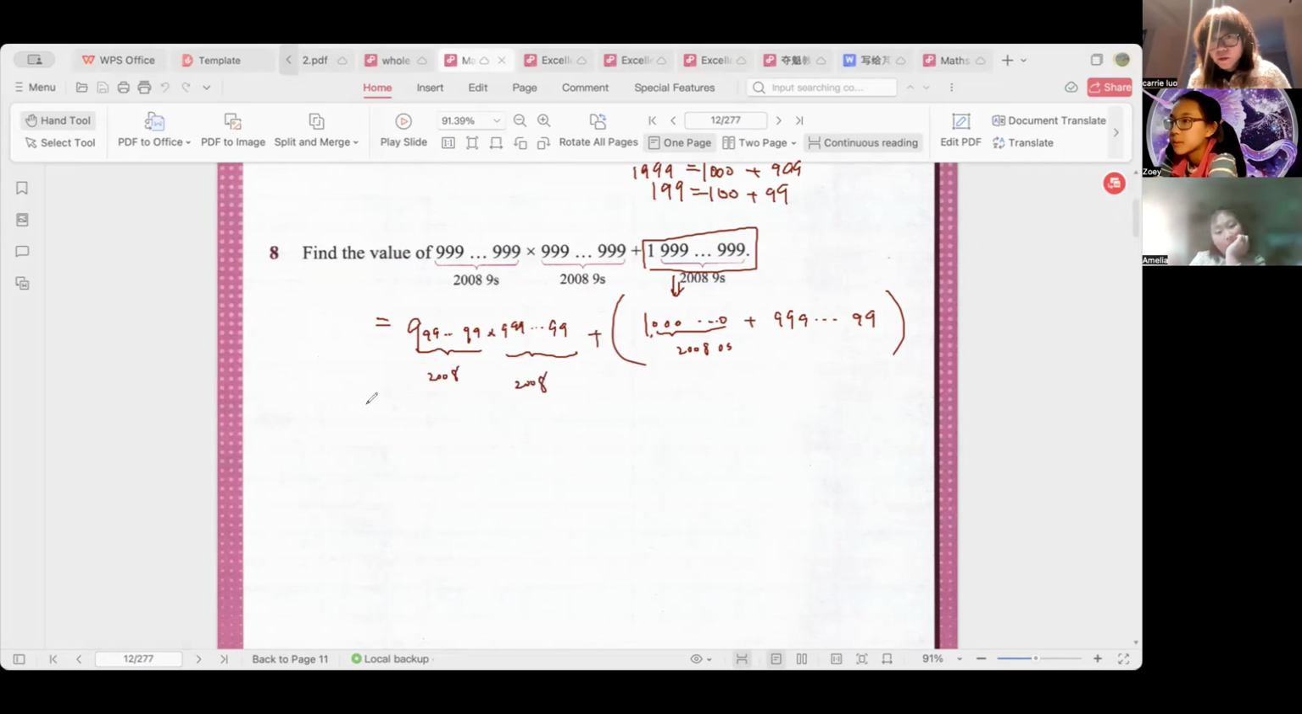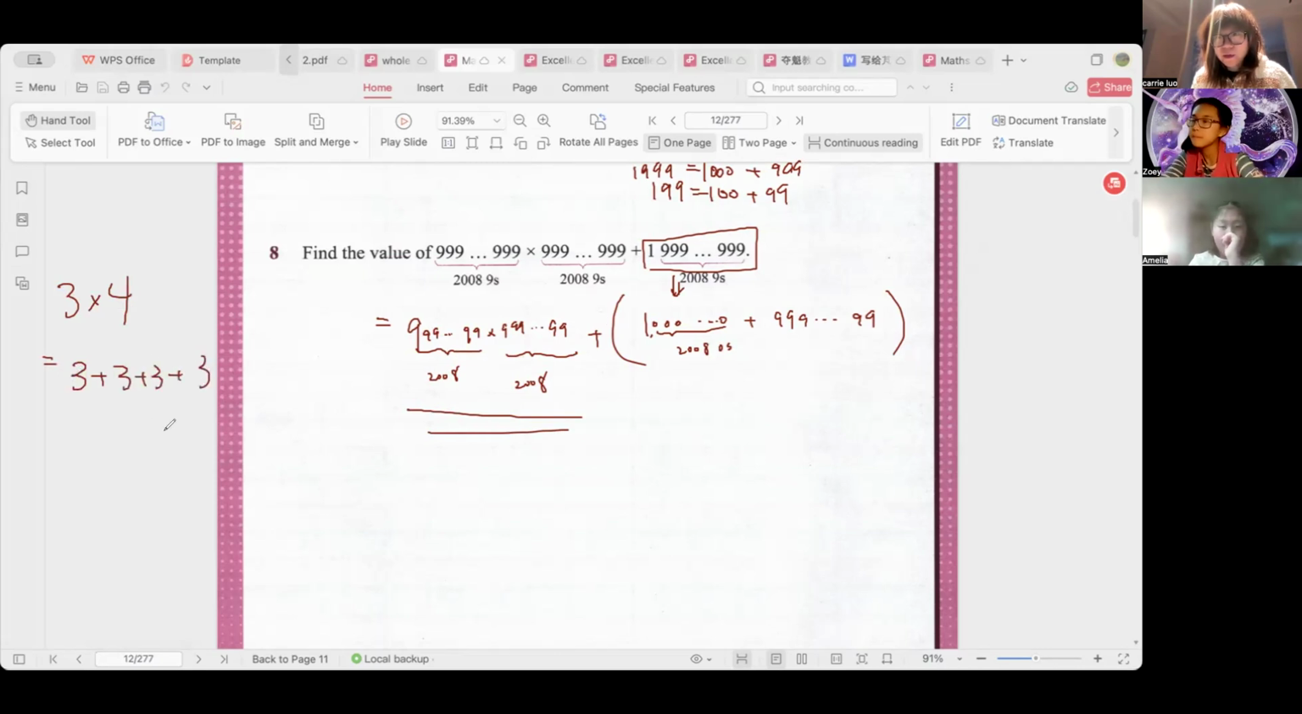Get it? Okay, so let's take a look at this one. So what does this mean? Let me ask you. So 3 times 4 equals what? Equals 3 plus 3 plus 3 plus 3, right? And 2 times 3 equals 2 plus 2 plus 2, right? So the multiplication means how many of the same thing plus together, right?